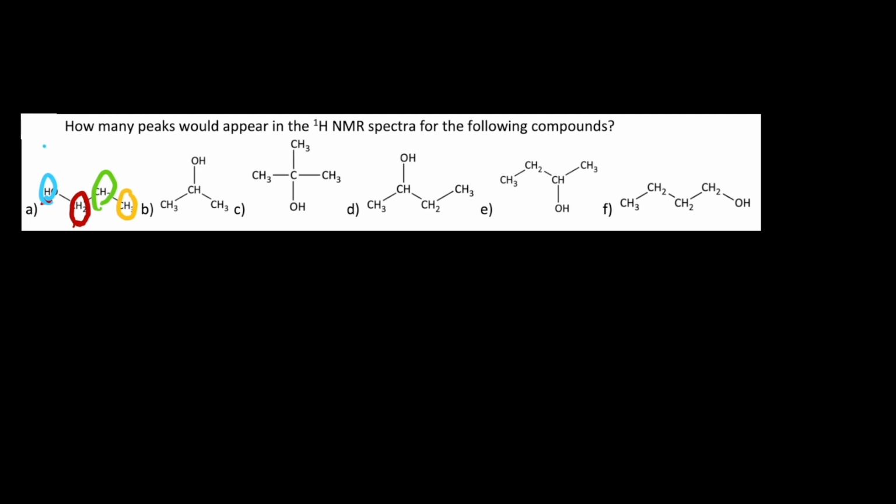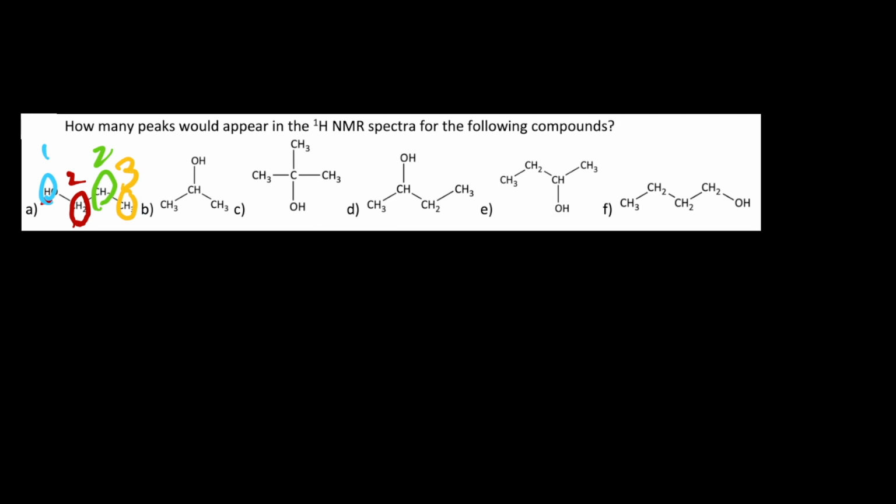The smallest one would be this one with only 1 hydrogen. This would be 2 tall. This would be 2 tall. And this one would be the biggest peak with 3 hydrogens. But I'd expect 4 different peaks inside of the NMR spectrum.